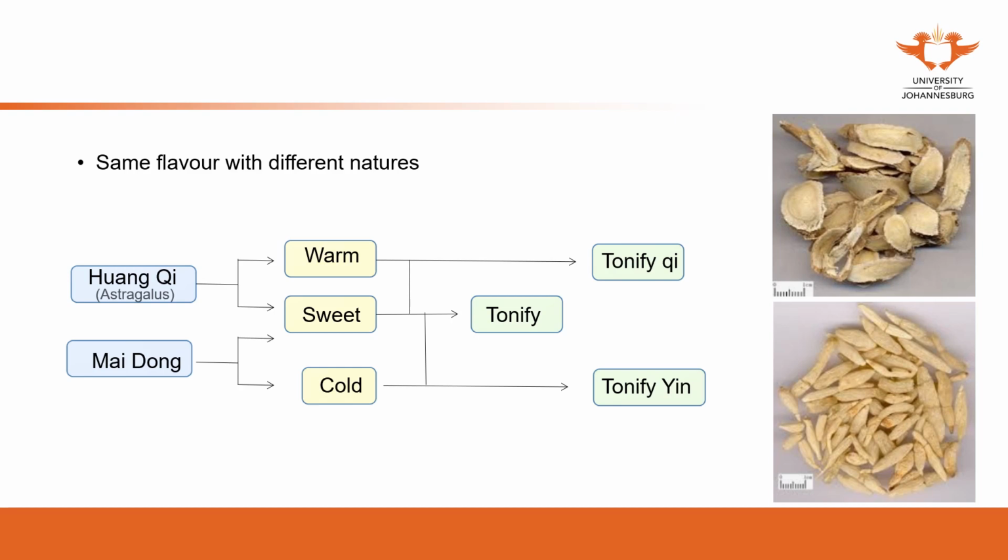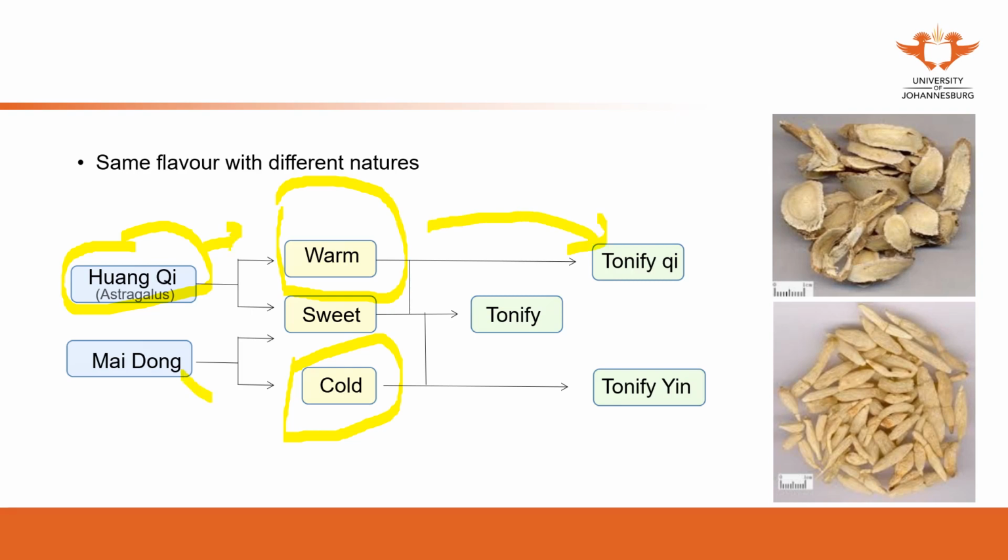So although they share the same flavor, sweet, because of the different nature, one is warm, one is cold, they will have very different actions. Also huangqi, because it is warm, you can use in a cold syndrome. Maidong, because it is cold, you can use in a heat syndrome.